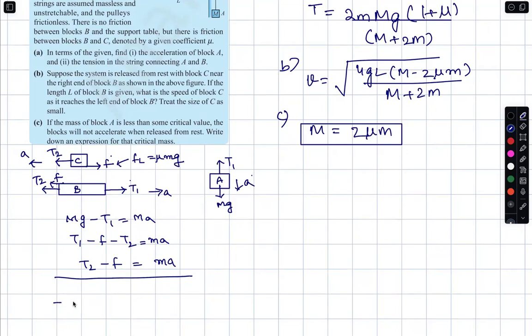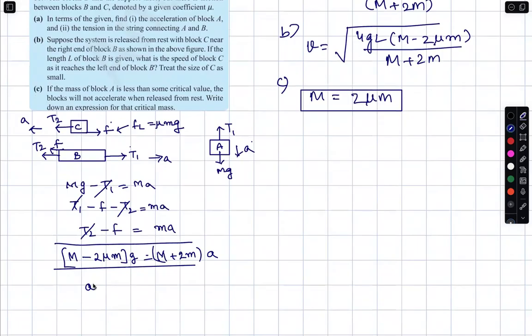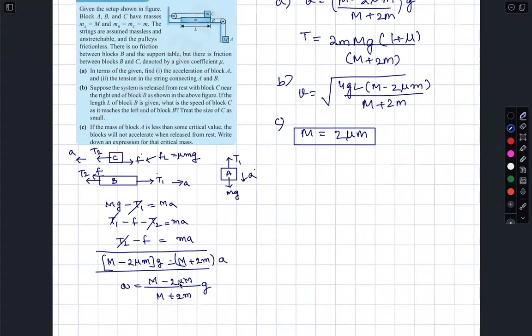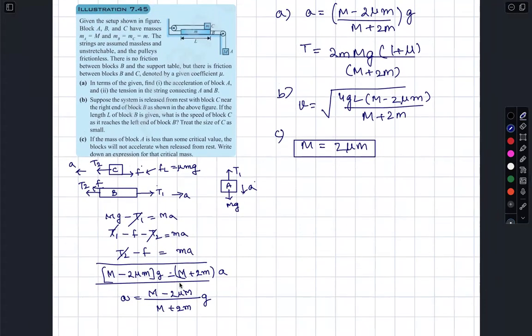Now you take the sum of all these things. The F's cancel. So therefore, this is M g minus, by the way, F is mu m g, minus 2 mu m g is M plus 2 small m a. So therefore, finally, to conclude, A is capital M minus 2 mu small m divided by capital M plus 2 small m, times g. I'm just asking again, any doubts? Sure, boys and girls?